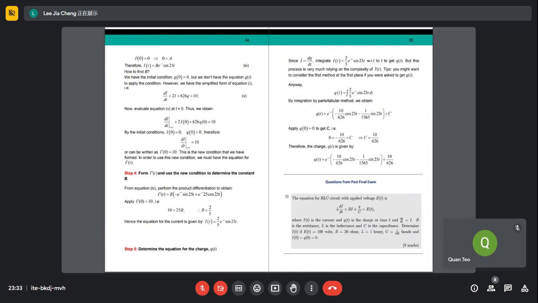Apply the initial condition q(0) equals 0 to get c. So 0 equals negative 10/626 plus c. Therefore, c is equal to 10/626. Lastly, the charge q(t) equals e to the power of negative t, in brackets, negative 10/626 cos 25t minus sin 25t over 1565, plus 10/626.